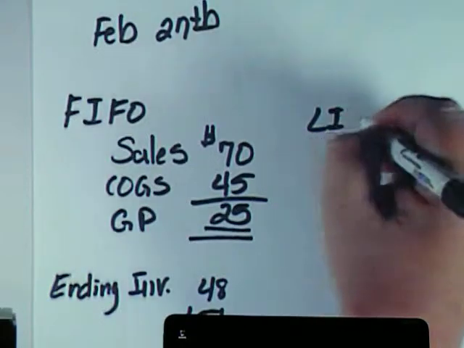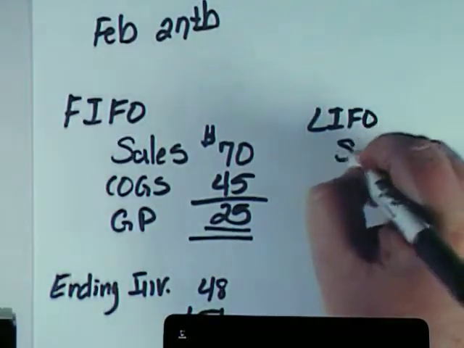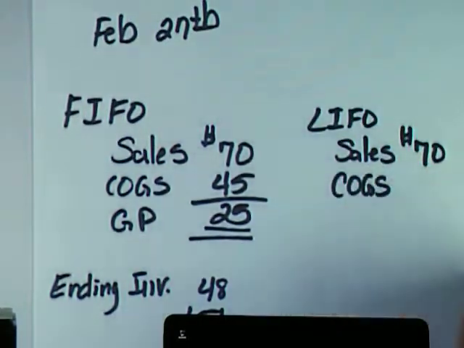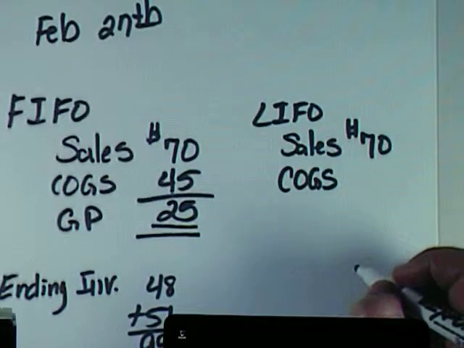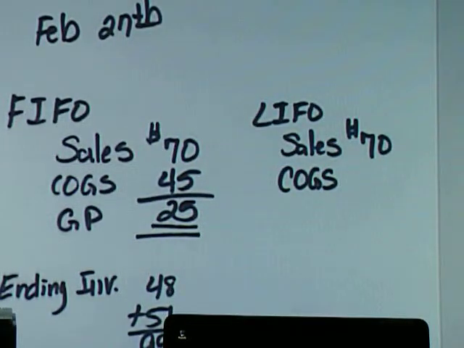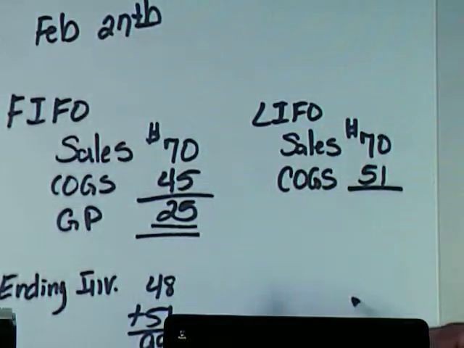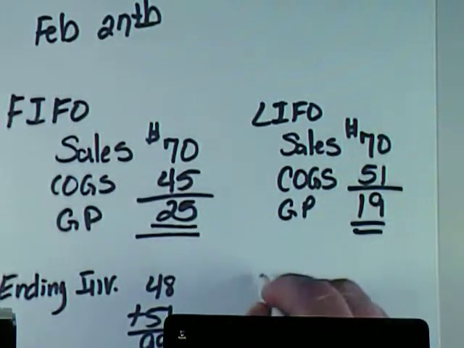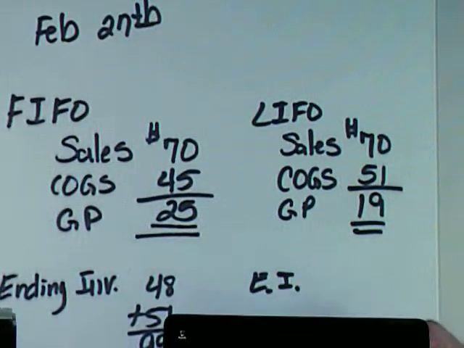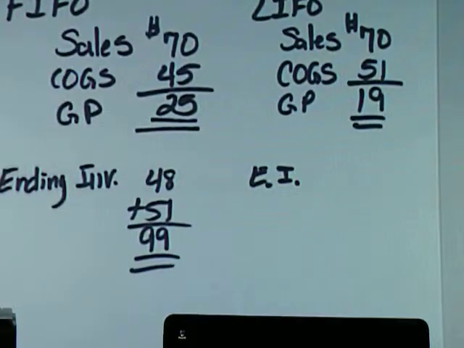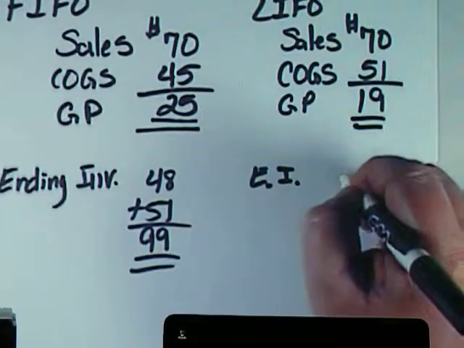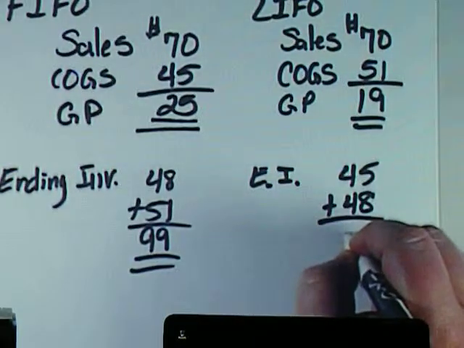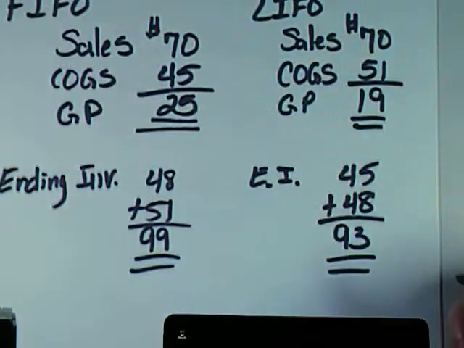Under the LIFO method, we're going to look at this slightly different. We still have sales of $70. My cost of goods sold, however, is going to be slightly different. Instead of selling the $45 unit, I'm now going to sell the $51 unit. And this actually leaves me with a $19 gross profit. In my ending inventory, and I'm going to abbreviate here for purposes of saving time, my ending inventory is now made up of the $45 unit and the $48 unit for a total of $93 for my ending inventory.